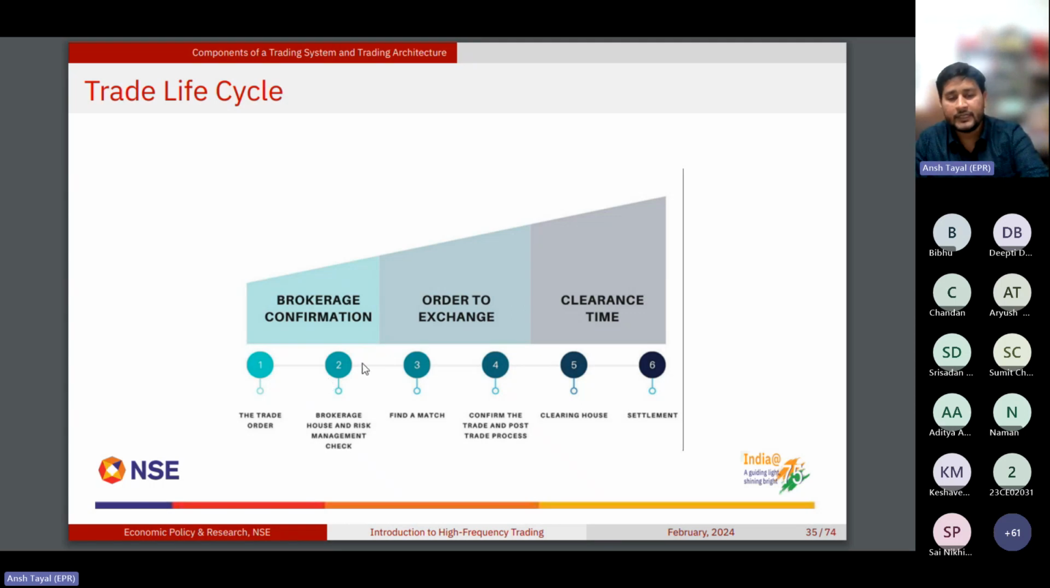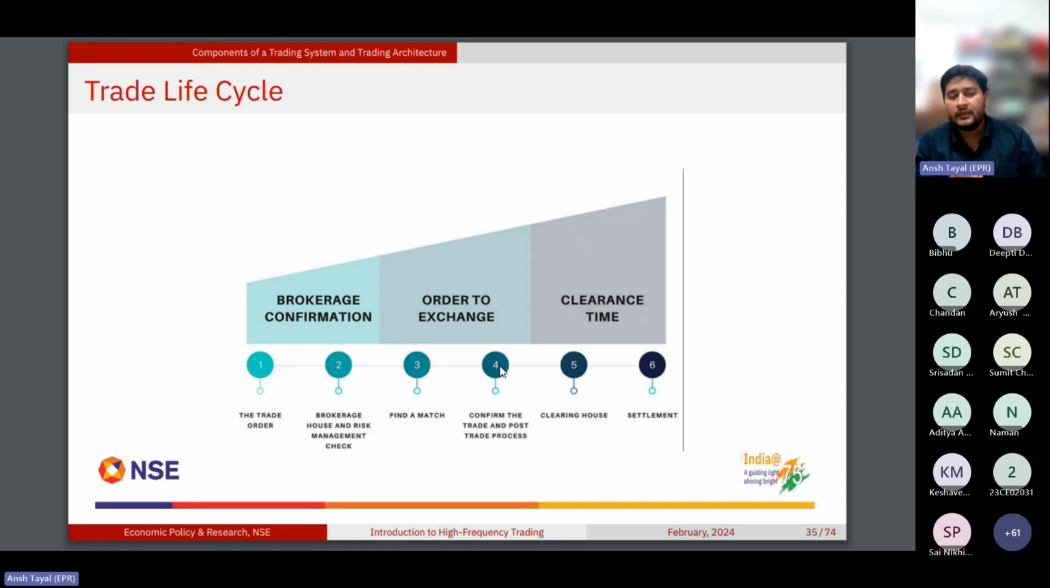Then the order goes to the exchange for matching. If your order matches, then the confirmation of trade comes to the broker, and the broker sends it to you. And then the post-trade processes begin, which is clearing and settlement. So, for example, if you have sold shares, then the clearing and settlement team. So there is a clearing team and there is a settlement team.